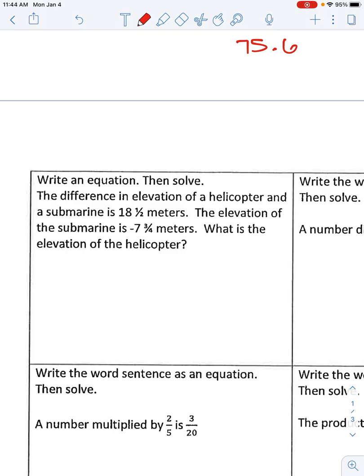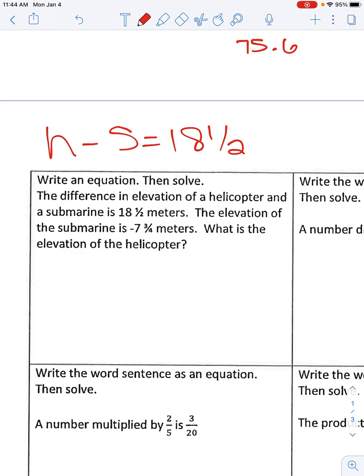Okay. This next one's a little bit trickier. Hopefully I can give you a little bit of a trick for your test, because you're going to have one very similar to this on your test. We're writing an equation, then solving. It says the difference, so we're subtracting, the difference in elevation of a helicopter and a submarine is 18.5 meters. So here's what we know. It says helicopter first, so the difference between a helicopter and a submarine is 18.5 meters. So that's how we're going to write it. Okay, helicopter minus submarine is 18.5 meters.